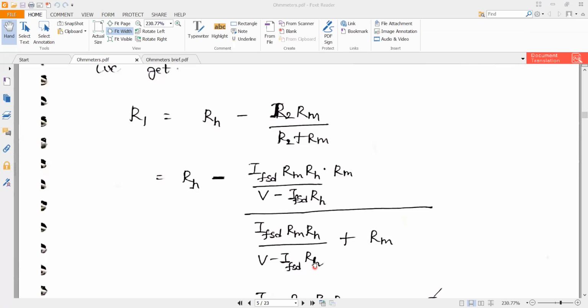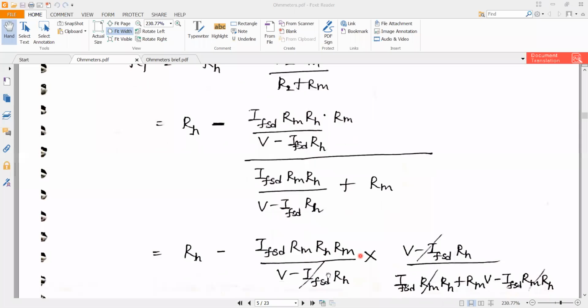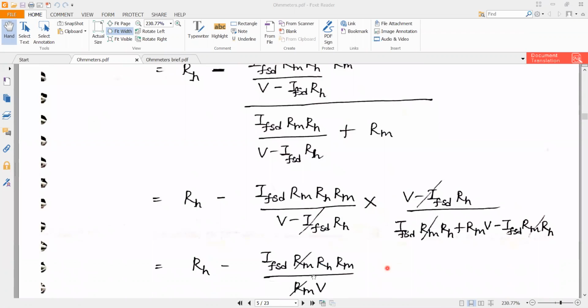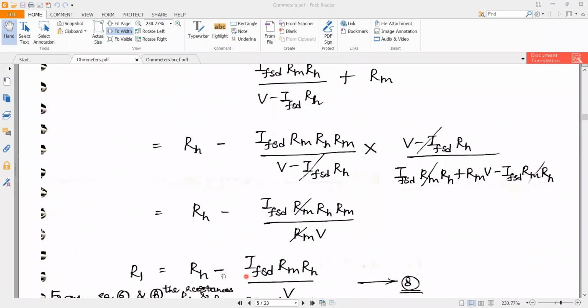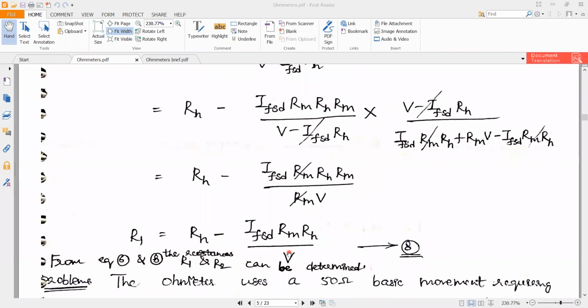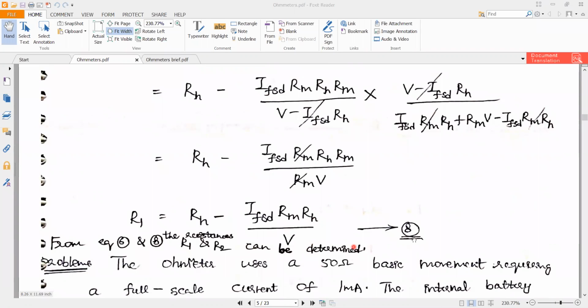Don't worry. After substituting all these values again, we get IFSD Rm RH by V minus IFSD RH plus Rm. These two values get cancelled out. Then finally I am going to obtain this value here, that is R1 is equal to RH minus IFSD Rm RH by V. That is, from equations 6 and 8, the resistances R1 and R2 are calculated.